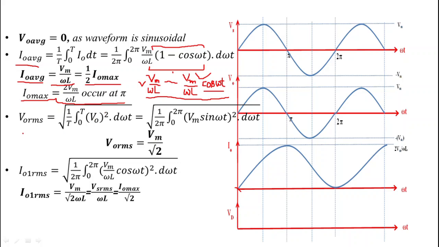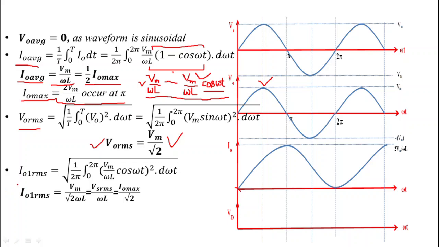Now what is the RMS value of output voltage? Here also there is no need to integrate. We know that the output voltage is equal to the supply voltage and it is a pure sinusoidal waveform, and the RMS value of this waveform is simply Vm by root 2. So this is also very simple.